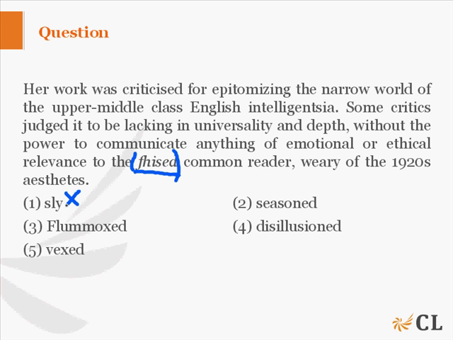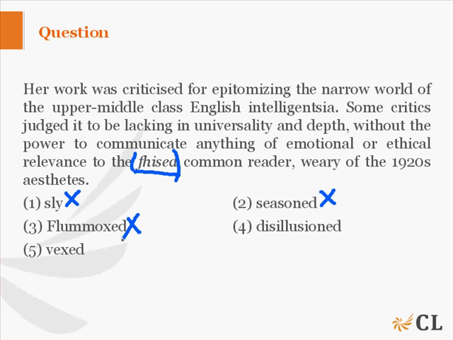again would not come over here, because here he is talking about a reader who has actually been wary of what was being written in the 1920s, yes, and he does not want to see it again in the works of a new writer, right? So seasoned would be out of scope over here, because it has a very positive tone as such. Flummoxed would not come over here because he is not confused at all.